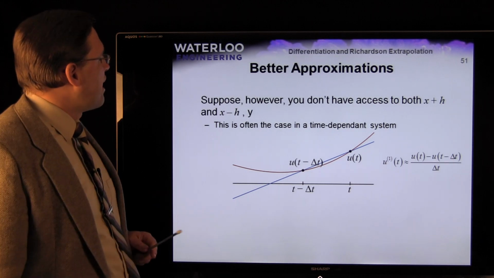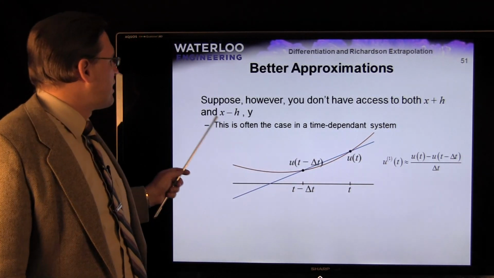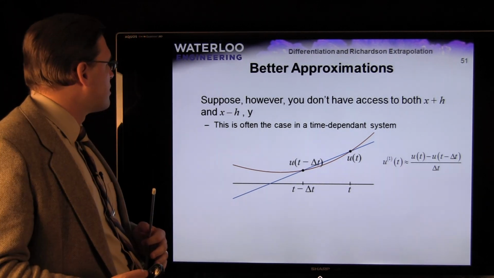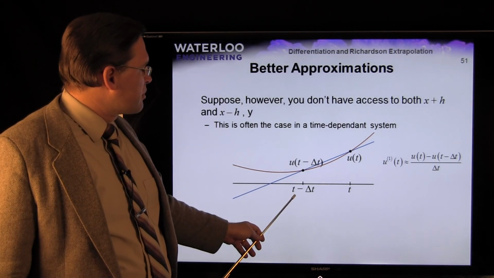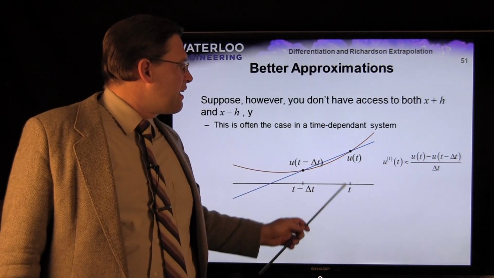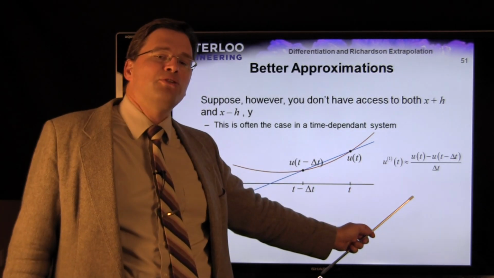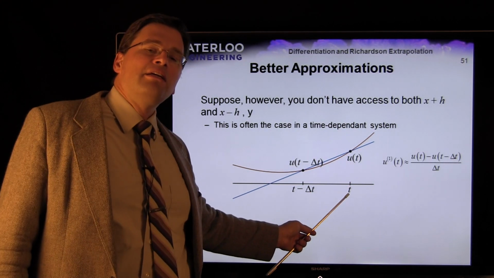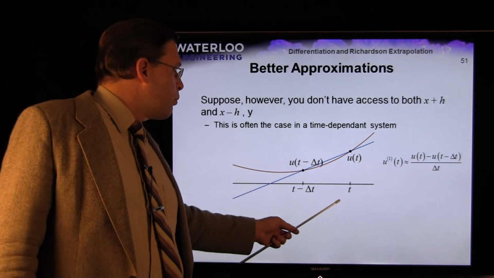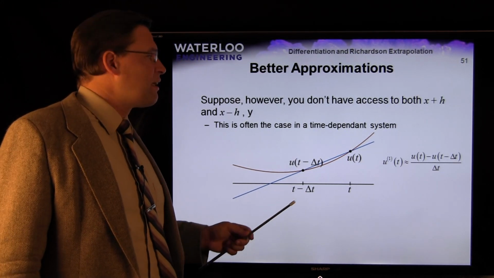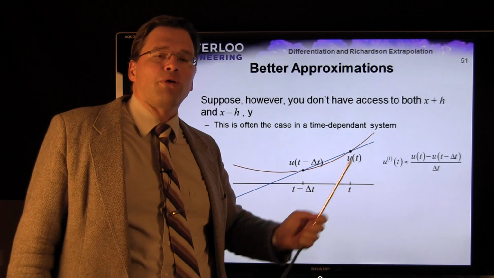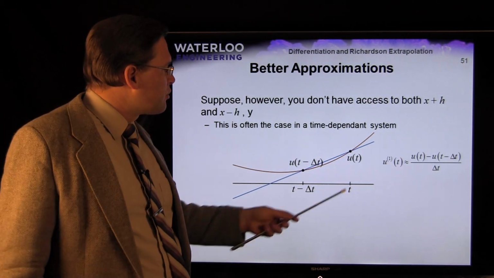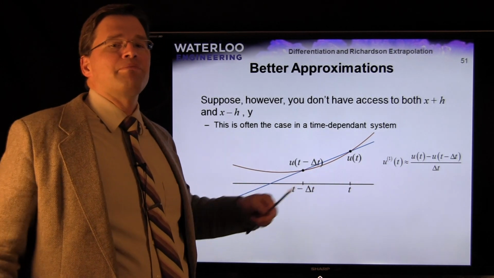Now, suppose you don't actually have access to both x plus h and x minus h, and usually this is when you're dealing with respect to time. If you're dealing with respect to time, very seldom can you actually discuss what's happening in the future. You can only refer to past events. So instead of using t and t plus delta t, we would use t minus delta t, and this would give a slightly different formula. This is the backwards divided difference formula, and as you can guess, this will also be first order.